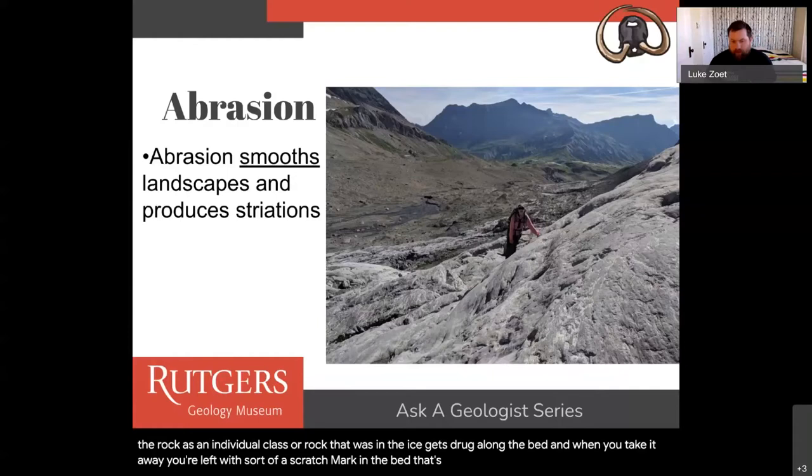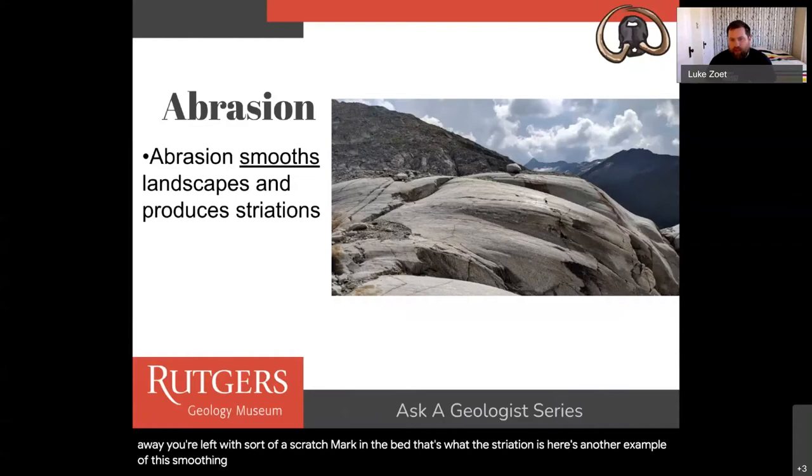Here's another example of this smoothing process. This is a different glacier in Switzerland where the ice was sliding over the top. You can see how smooth the texture is right here on this rock. That's because of this abrasion process, smoothing the landforms over time and producing these striations in the rock here, here, and here.